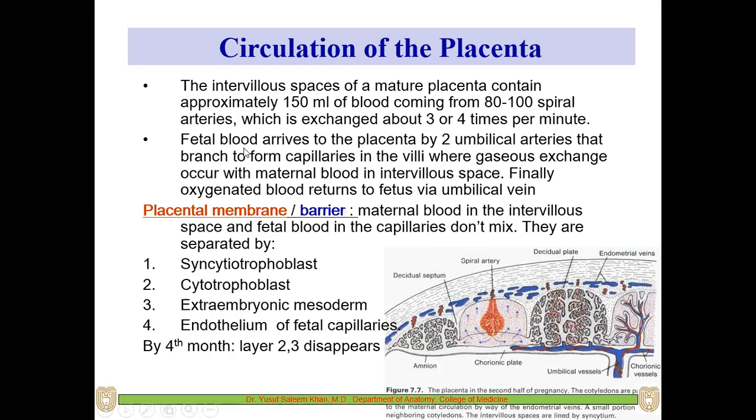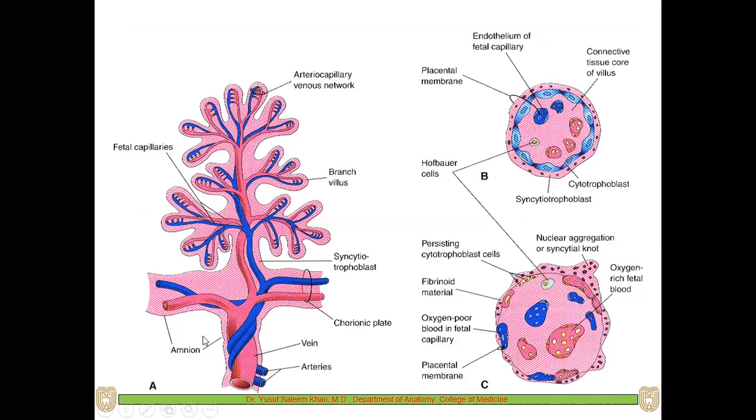They branch to form the capillaries in the villi, where the gaseous exchange occurs with the maternal blood in the intervillous space. If you see here, these are the two arteries bringing the deoxygenated blood to get pure oxygen from the maternal blood flowing here. So these are the villi, and the blood is coming from these arteries, which are shown in blue color.